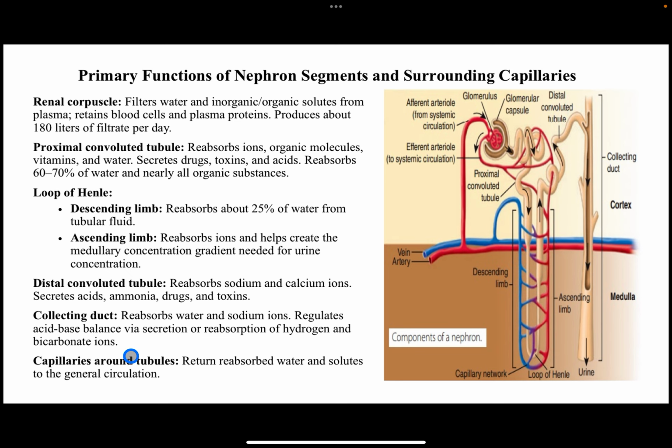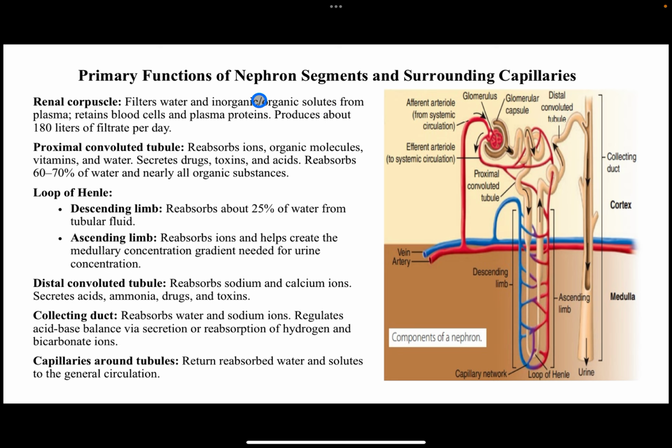Then the last aspect of the nephron is the tiny blood vessels around the tubules. We call them peritubular capillaries. These capillaries are the ones that return, in fact, usually from the efferent arteriole. They come and play a role in the reabsorption of water, the solutes, and the ions. So basically these are the primary structures within the nephron.